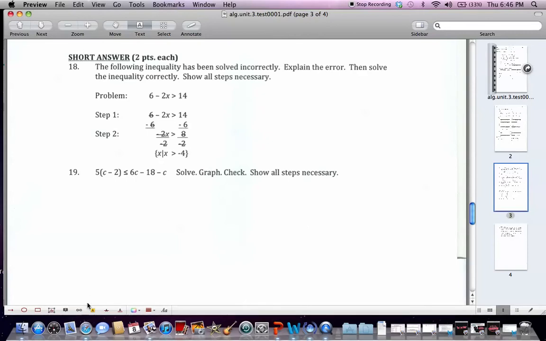Now, looking at number 19, you're going to solve, graph, check, show all steps necessary. Okay? These are important. Solve, graph, check, show all steps necessary. Okay? That's very, very important. So number 19, you've got to do all three.